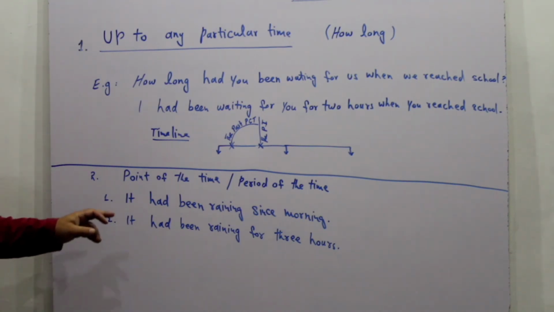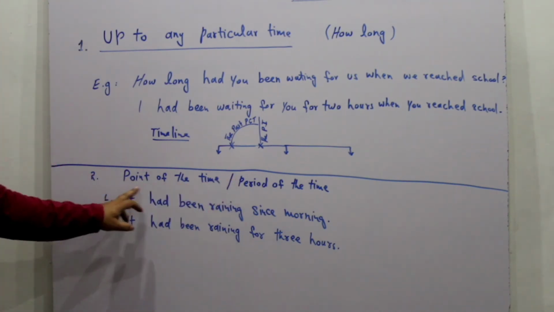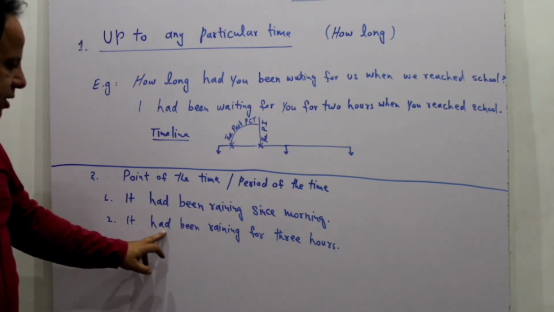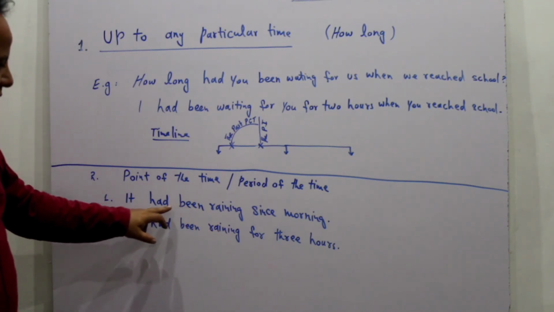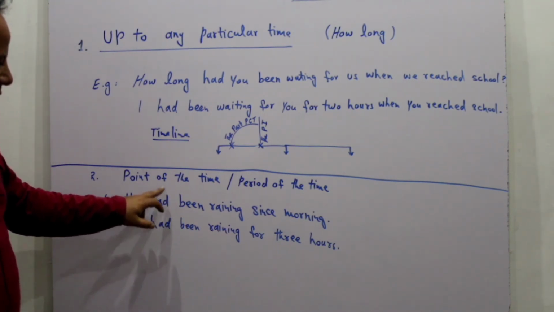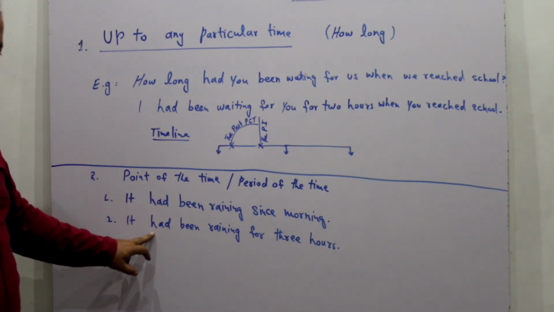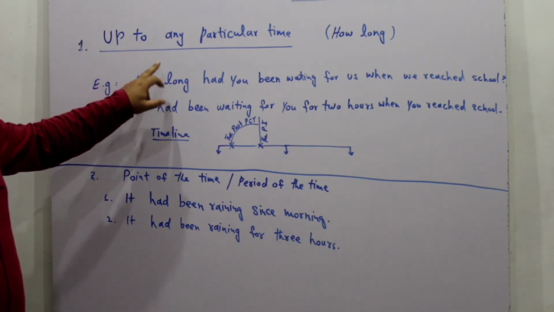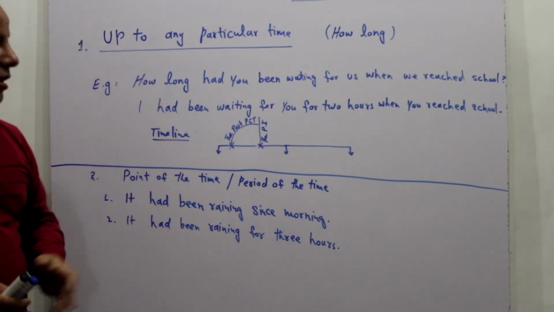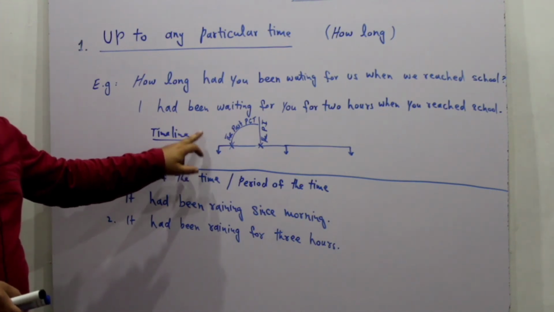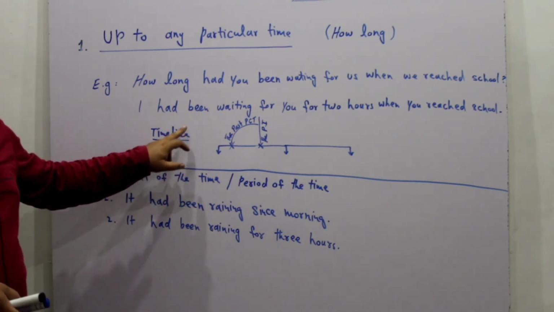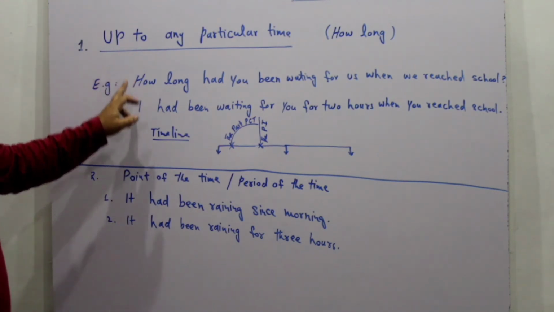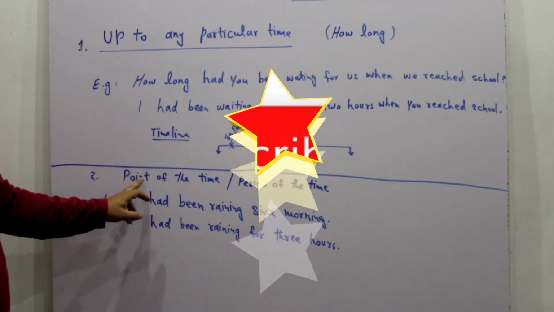The next example is point of the time or period of the time. It had been raining since morning. And the second example: it had been raining for 3 hours. The first example, since morning, is the point of the time, and the second is the example of the period of the time. But the first one is up to any particular time. It means the action was continued. And sometimes you can use the past indefinite tense with the past perfect continuous tense. Action was continued up to any particular time. Hope you got the difference between up to any particular time, point of the time, or period of the time.